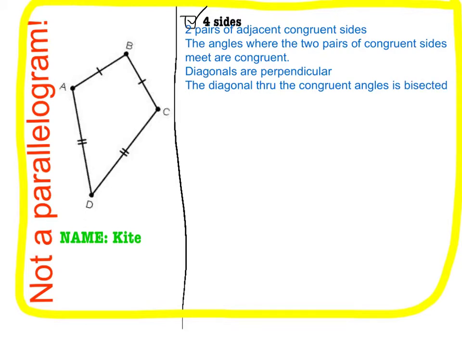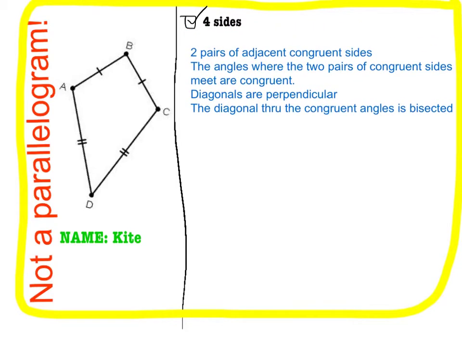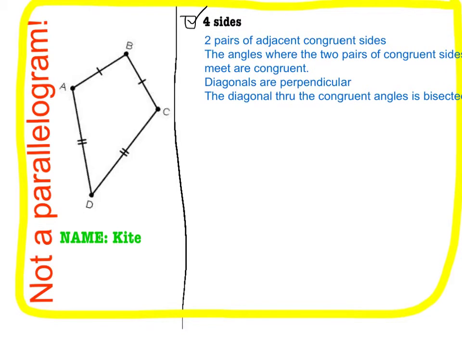All right, now let's go ahead and make sense of this. It says 2 pairs of adjacent congruent sides. The angles where the 2 pairs of congruent sides meet are congruent. The diagonals are perpendicular, and the diagonal through the congruent angles is bisected.